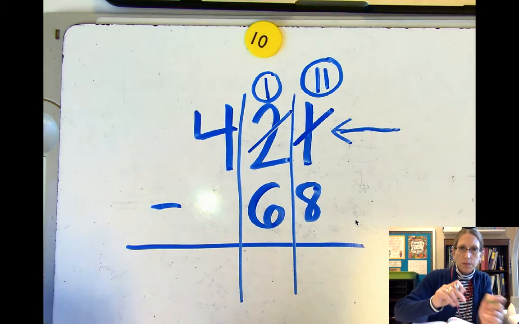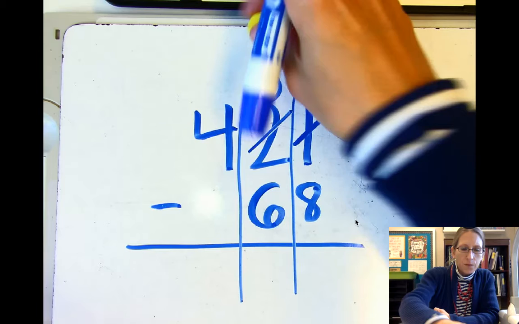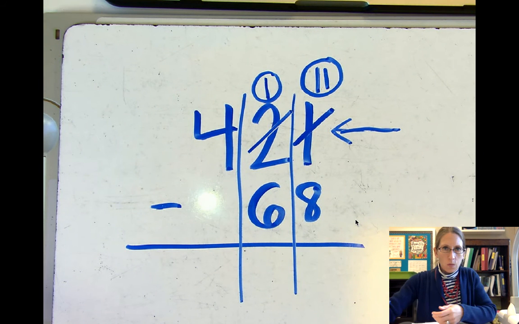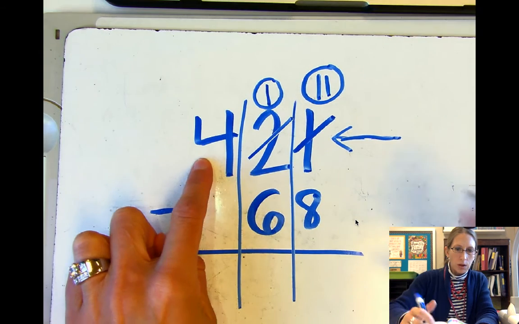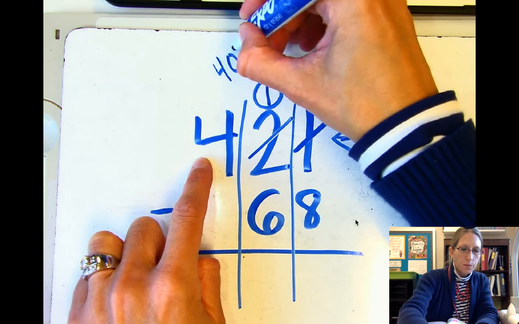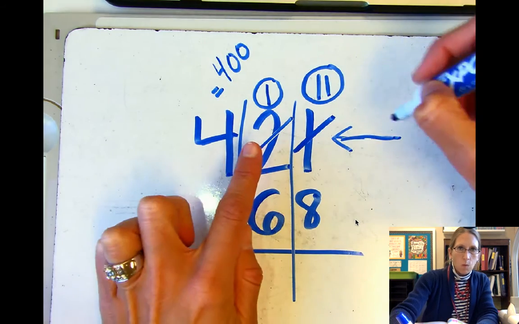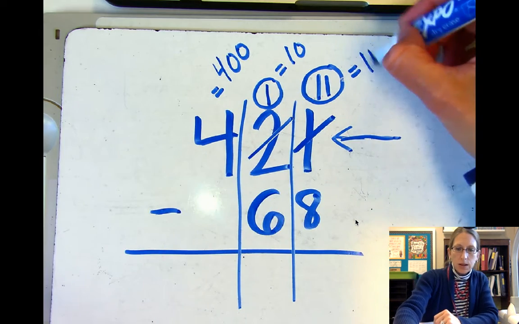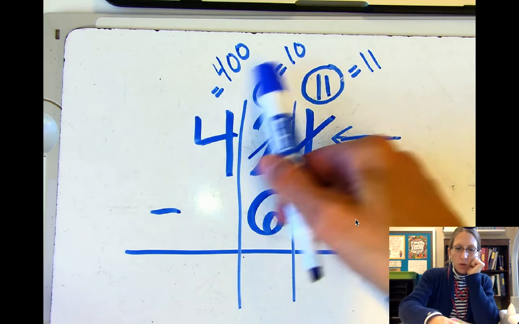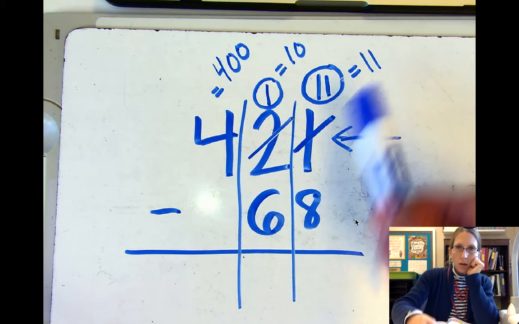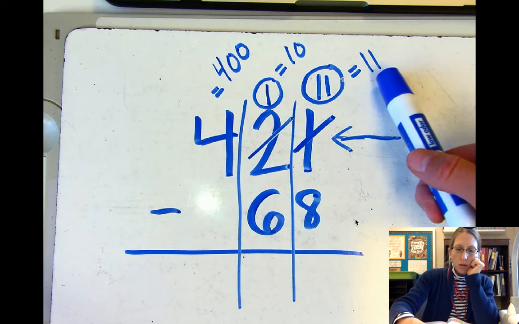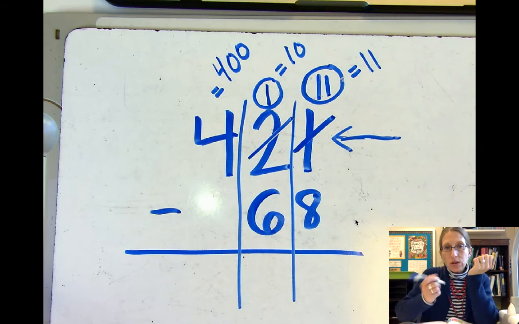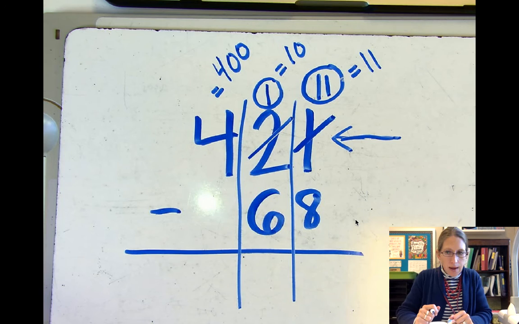Now let's pause for just a minute. Do we still have 421? Well, let's check. Here's 400, right? We know this is 400. One 10 is the same as 10, and 11 ones is the same as 11. Well, let's see. 410 plus 11. 410 plus 10 would be 420, plus 1 more, 421. So we still have 421. We're just giving it a different name.